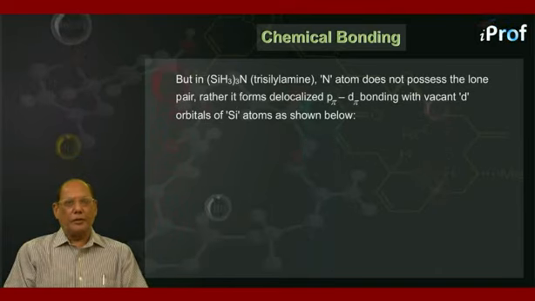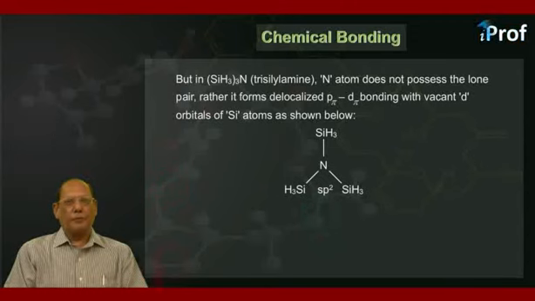But in SiH3 whole 3N, that is trisilylamine, the nitrogen atom does not possess the lone pair, rather it forms delocalized p-pi d-pi bonding with vacant d orbital of silicon atom, as shown in the following figure.